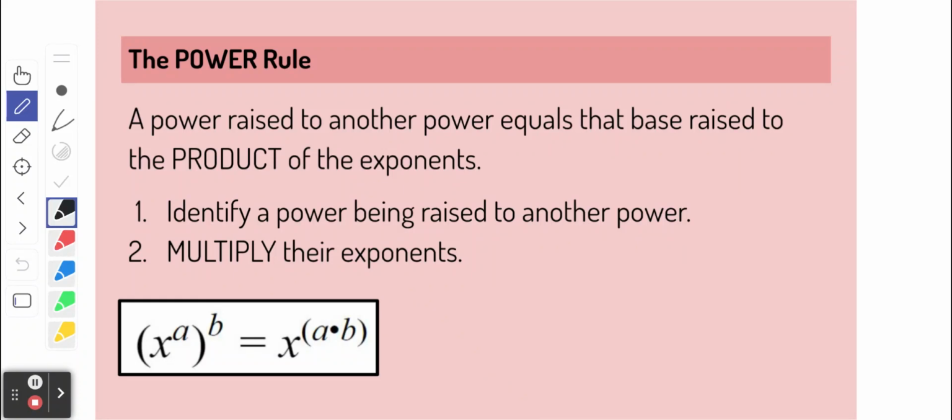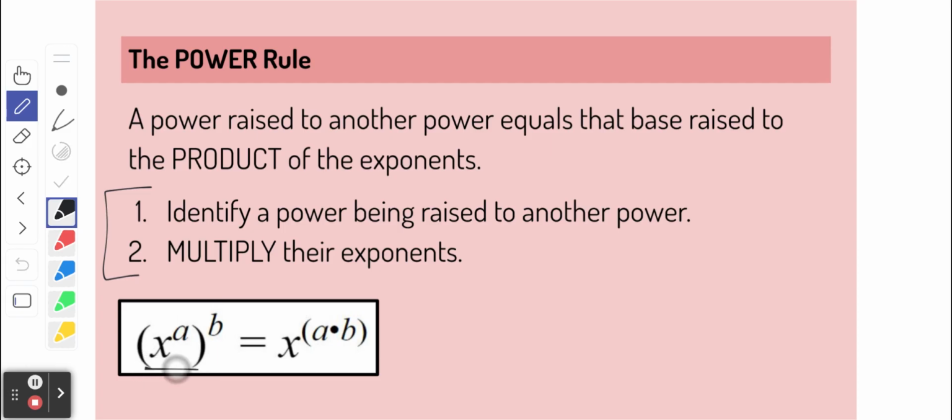The last rule for us to learn today is called the power rule. What the power rule says is if I have a power raised to another power, that equals the base raised to the product of the exponents. And so, once again, the two steps that we follow to apply this rule are: I identify a power being raised to another power, and then I multiply those exponents together.